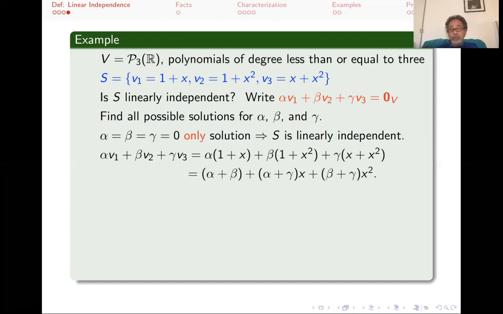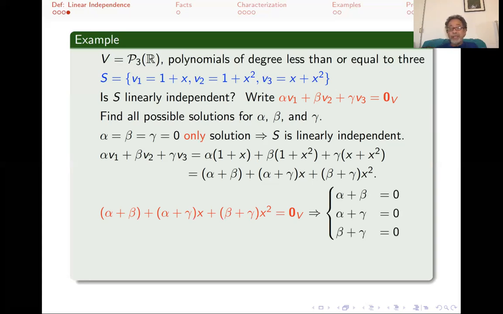I combine those like terms, multiply it out, and then I ask myself, how is it going to be that this polynomial is the 0 of the vector space? Now, what's the 0 of the polynomial vector space? It's the 0 polynomial: 0 plus 0x plus 0x squared plus 0x cubed. The only way this polynomial can be that polynomial is if its constant term is 0, the coefficient of x is 0, and the coefficient of x squared is 0. Therefore, alpha plus beta must be 0, alpha plus gamma must be 0, and beta plus gamma must be 0.